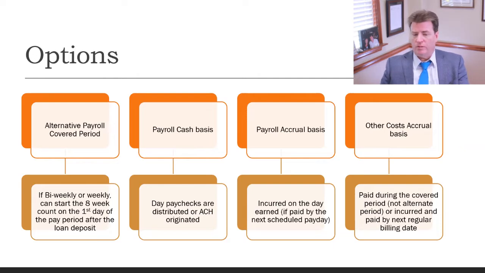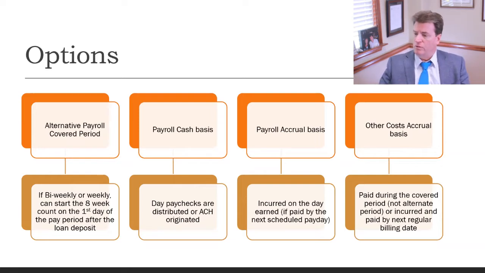Now, other costs, I want to be very clear. This option to choose a different pay period or covered period only applies to payroll costs and related. It does not apply to mortgage interest and utilities, rent, etc. But that even can be on the accrual basis. What it says here, if it's paid during the covered period or incurred and paid by the next regular billing date, is in the instruction.